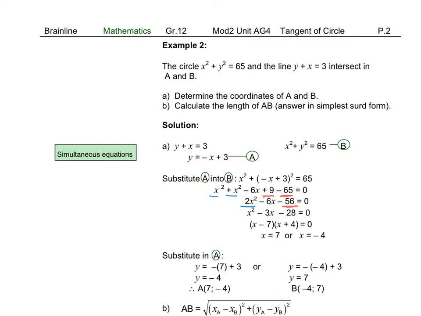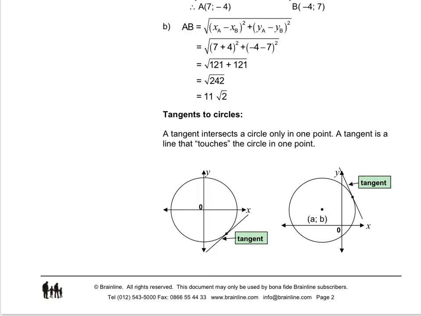Now for the B part of the question, we have to calculate the length of AB, and leave the answer in simplest surd form. This means that I have to use my distance formula, where I take the x of A minus the x of B, bracket squared, plus the y of A minus the y of B, and also the bracket squared.